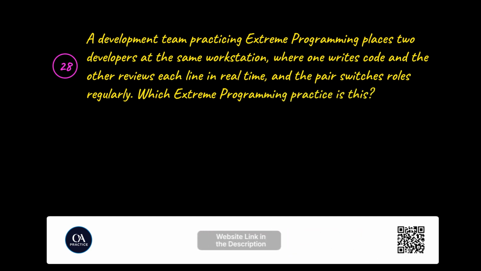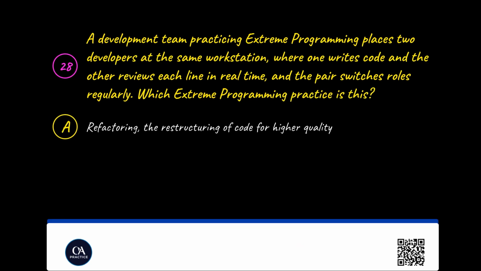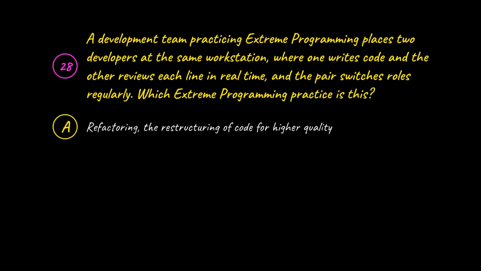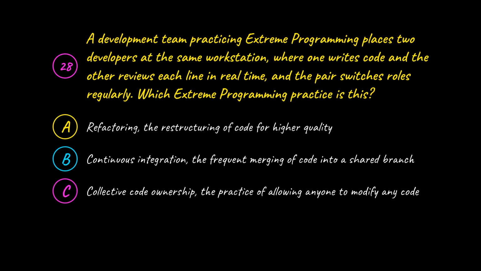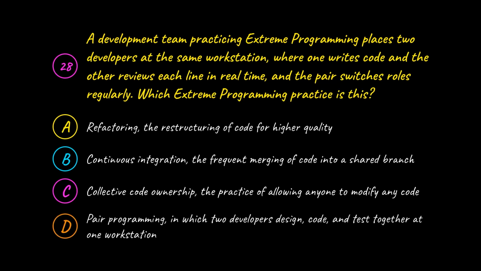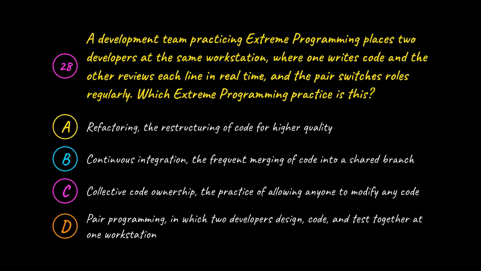Your options are A. Refactoring, the restructuring of code for higher quality. B. Continuous integration, the frequent merging of code into a shared branch. C. Collective code ownership, the practice of allowing anyone to modify any code. D. Pair programming, in which two developers design, code, and test together at one workstation. What's your answer? Commit to one before I continue.